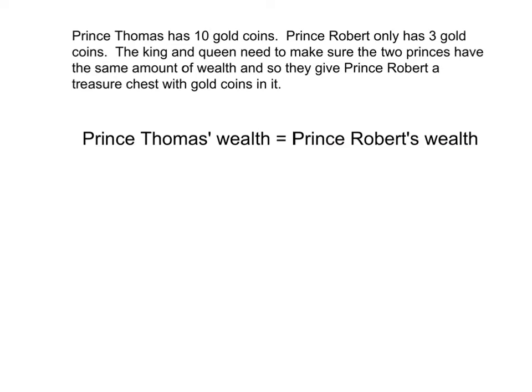So Prince Thomas, he has 10 gold coins. That's pretty simple. So Prince Thomas's wealth, we can say he has 10 gold coins, to represent that with 10. All right, that has to be equal to the wealth of Prince Robert. What does Prince Robert have? Well, he has 3 gold coins. Now, obviously, these two things are not equal. So the king and queen, they give Prince Robert a treasure chest with gold coins in it.